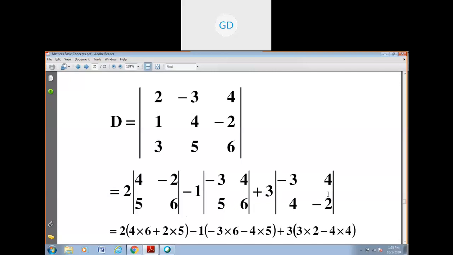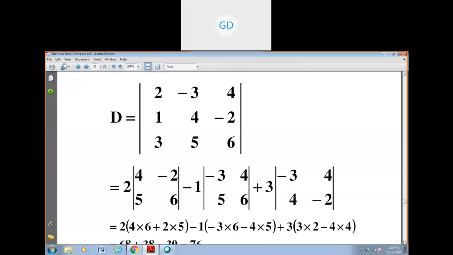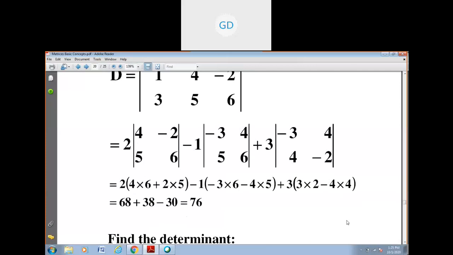It is not necessary to always go through the first column. You can choose any particular row or particular column to expand it. The value will remain same. So it's within the determinant, a small determinant. If you calculate this cross multiplication, here it is 4 into 6 minus minus 2 into 5. Minus 2 into 5 means minus 10, but one minus is there, this minus and this minus will be positive, so this is plus.